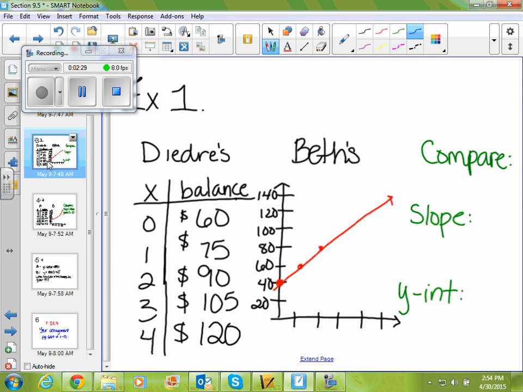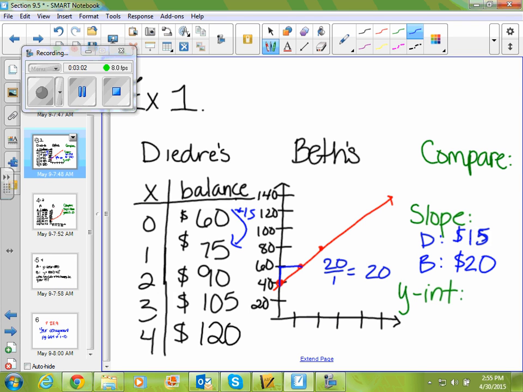Okay, so to find their slope, we need to find our common difference. So what do I need to do to get from 60 to 75? Add 15. So I know that Deidre's slope is $15. Okay, for Beth, then I need to figure out how much I go up and over to get to my next one. So how much am I going up? Okay, and so 20 divided by 1 is 20. So Beth's slope is $20.